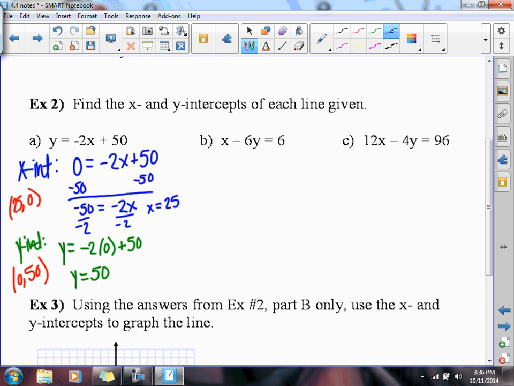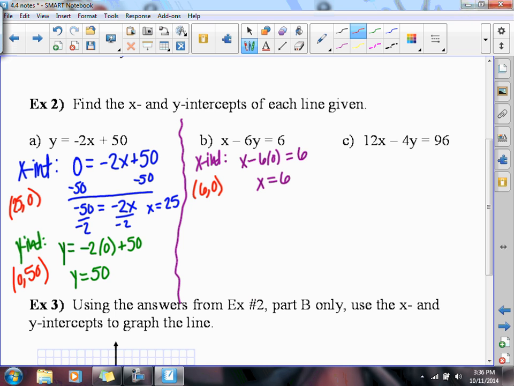Okay, so let's try that again for part B. I'll use a different color here. Put a little line so we can keep them separated. Okay, so for my x-intercept, I'm going to plug 0 in for y. So x minus 6 times 0 equals 6. Well, 6 times 0 is just 0, and x minus 0 is just x, so x equals 6. And then I have to write it as an ordered pair, 6 and then 0.